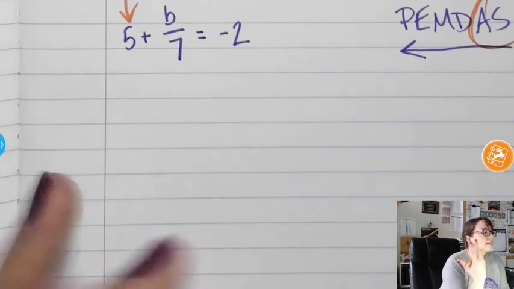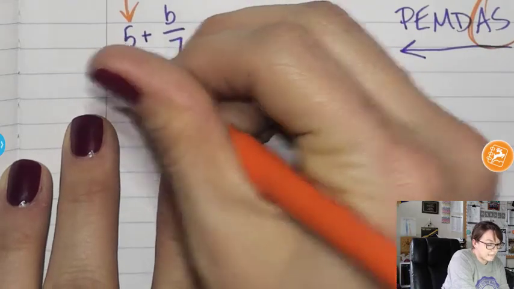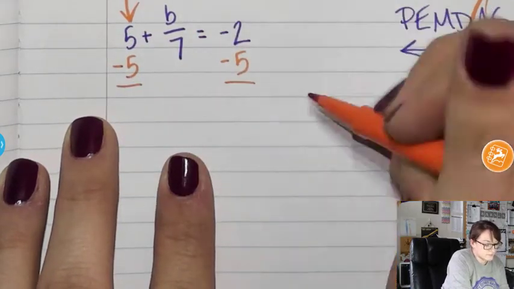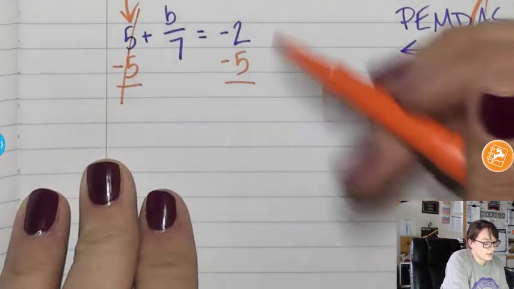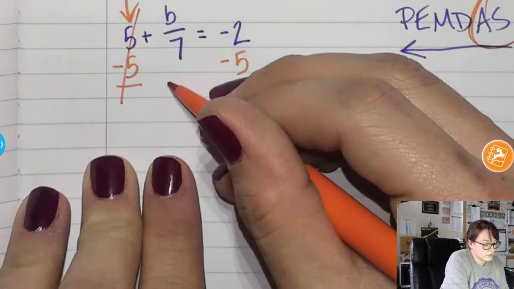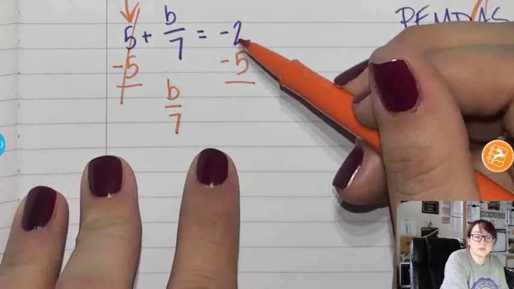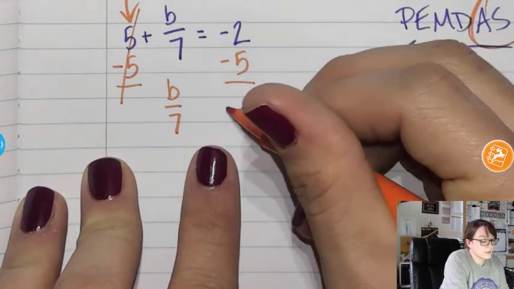This is a positive 5. So we're going to negative 5 both sides. This cancels. So I'm left with b over 7. B over 7. And then negative 2 and negative 5. Negative 7.